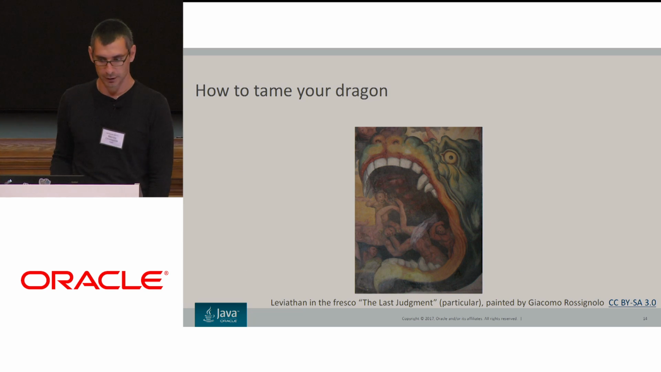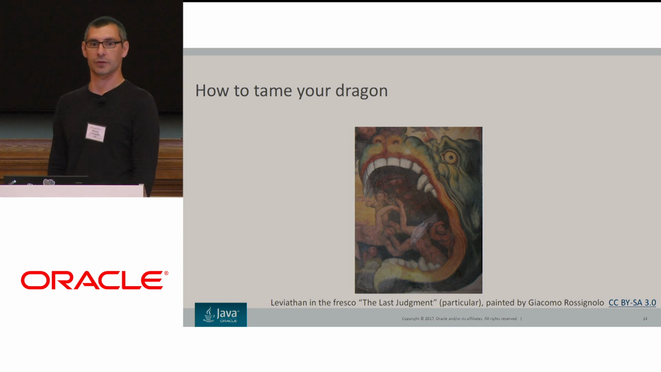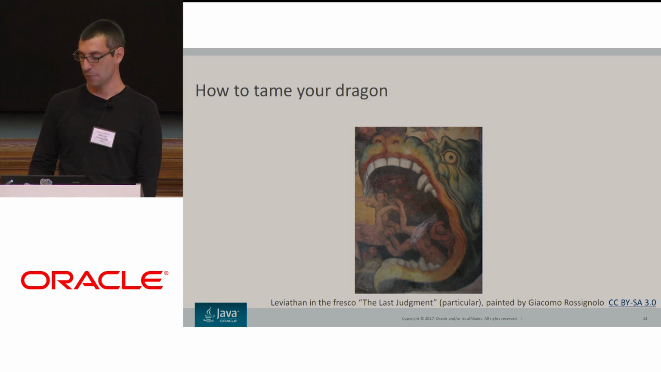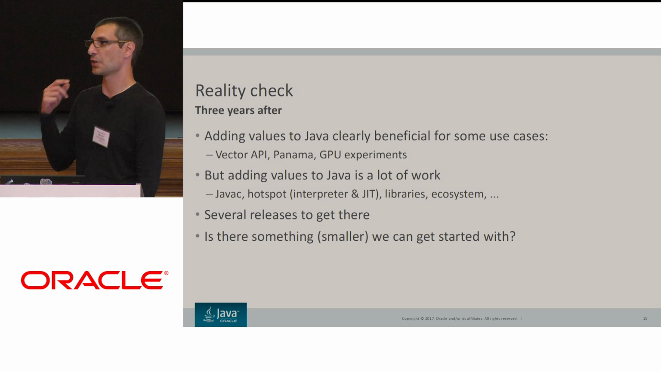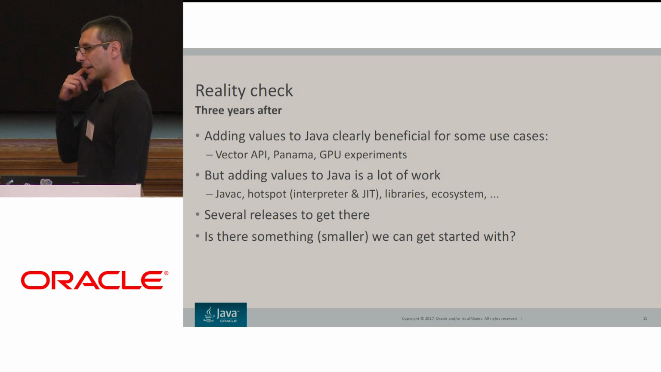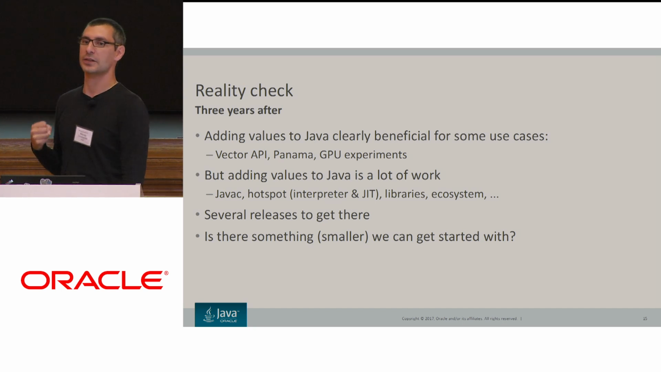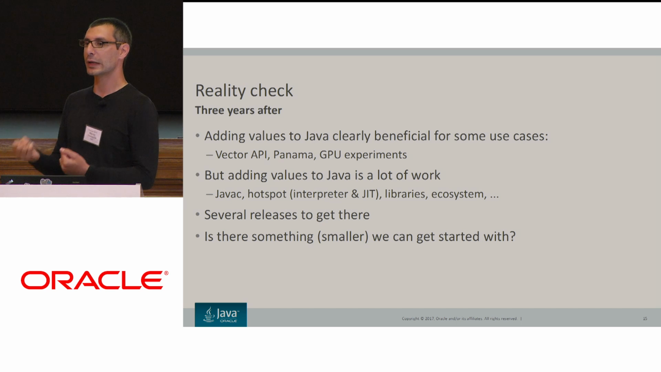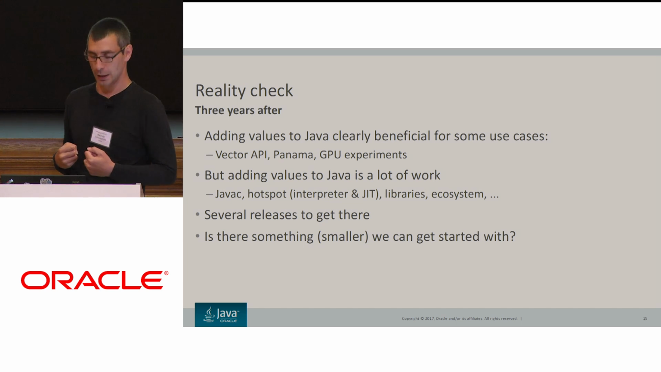So as we can see, it's a complicated process to add value types to the language. And so we think it's basically time for a reality check. We've been exploring this design space for 3 years. I think one thing that I can say is that we are more sure now than ever that the direction of Valhalla is actually the good direction.